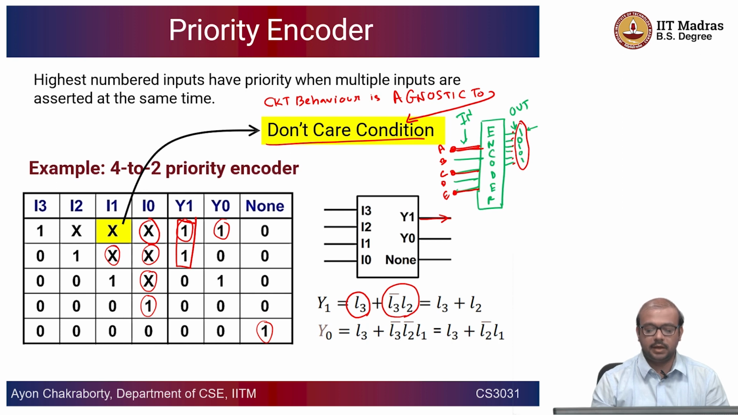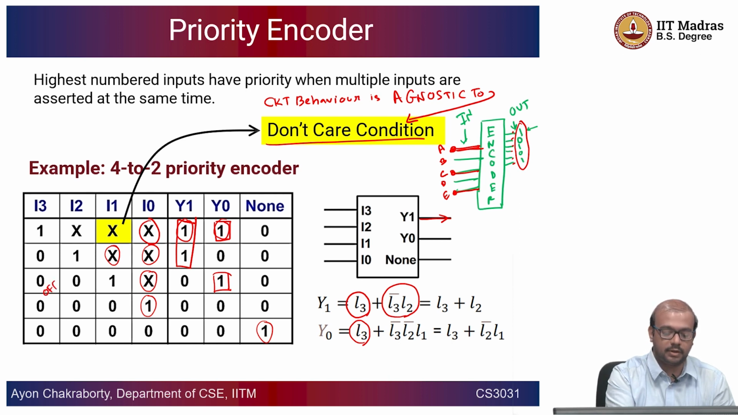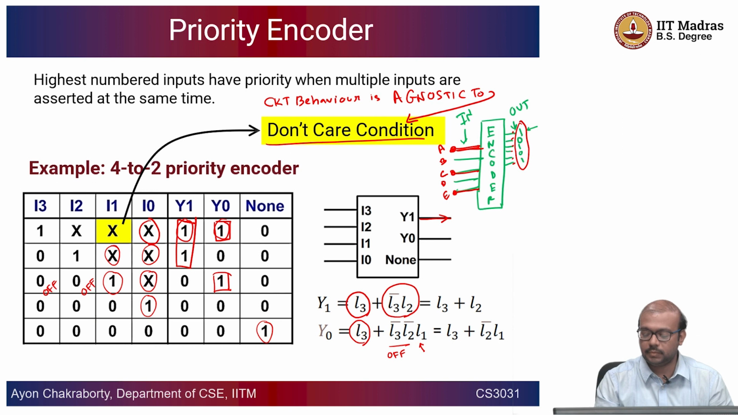Y0 is going to be on for L3, because L3 requires both of them to be 1. So if L3 is 1, I don't even have to think, L3 must be there. The other condition when Y0 is on is L1, but I need to make sure that these two are off. Only in that condition do I take L1 equal to 1. So I am going to use L3 plus L1, but making sure that L2 and L3 are off, which gets simplified to L3 plus L2 bar L1. So these are the two outputs. You can always populate the truth table and find it out. It will come to the same result, it's an exercise.